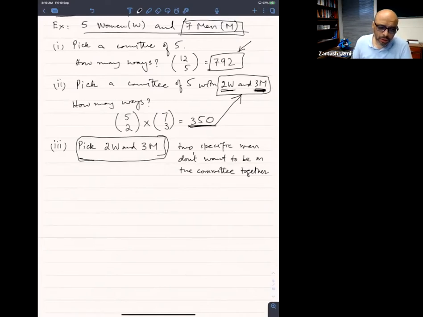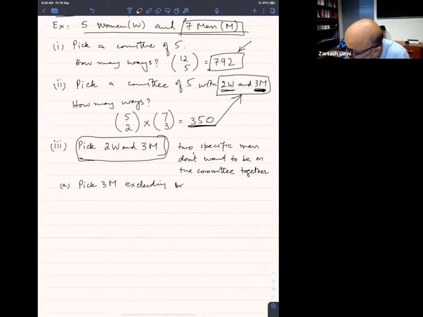Now this might look tricky. But we can use a divide and conquer method here. And the divide and conquer method here is कि ऐसा करते हैं कि let's pick 3 men, excluding both the fighters. ये 2 लोग जो आपस में लड़ रहे थे, दोनों को बाहर बिठा देते हैं. Excluding both fighters. I'm using the word fighters a little bit more liberally, but really they didn't want to be on the committee together. So I don't know what else to call them. They are fighters with each other.